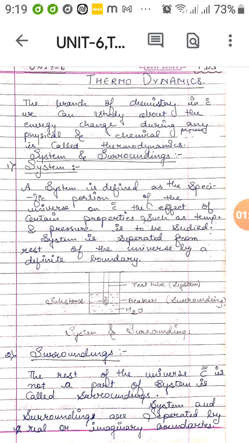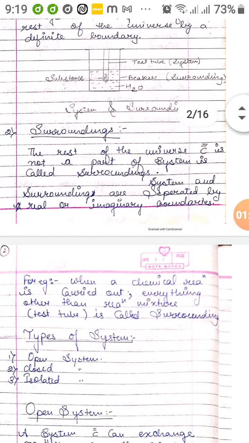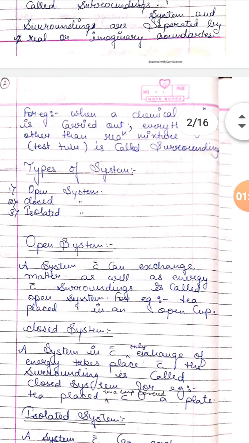Second term is surroundings. The rest of the universe which is not a part of the system is called surroundings. System and surrounding are separated by real or imaginary boundaries. Let us continue. For example, when a chemical reaction is carried out, everything other than the reaction mixture, that is the test tube along with the test tube, is called surrounding.